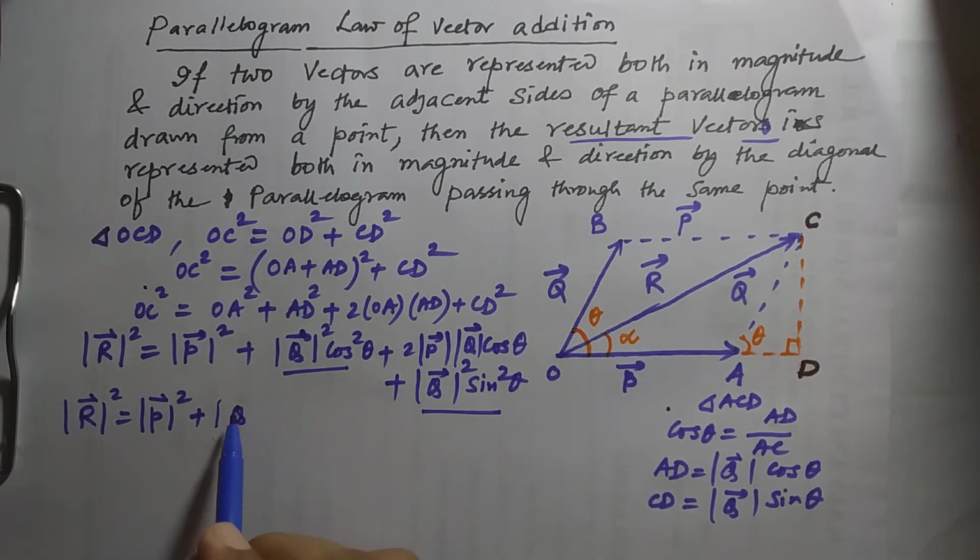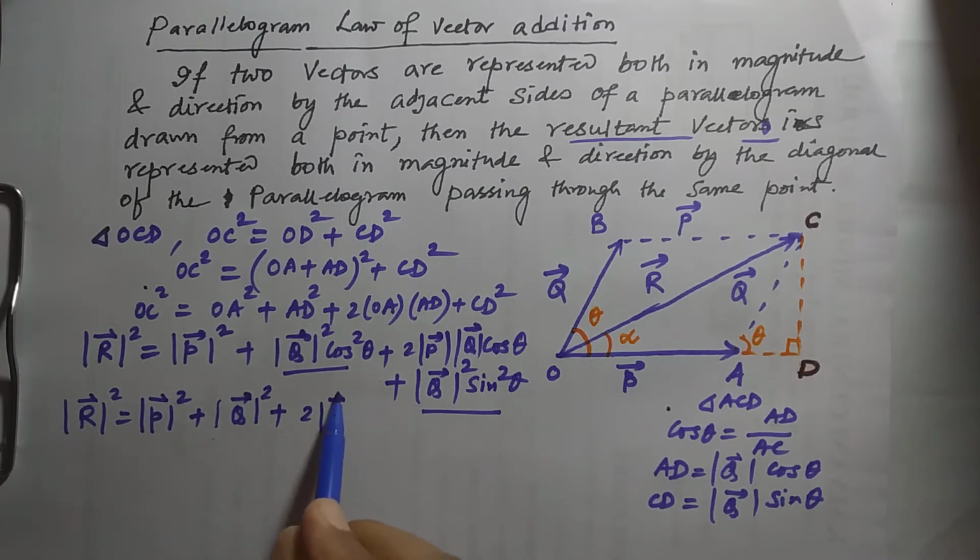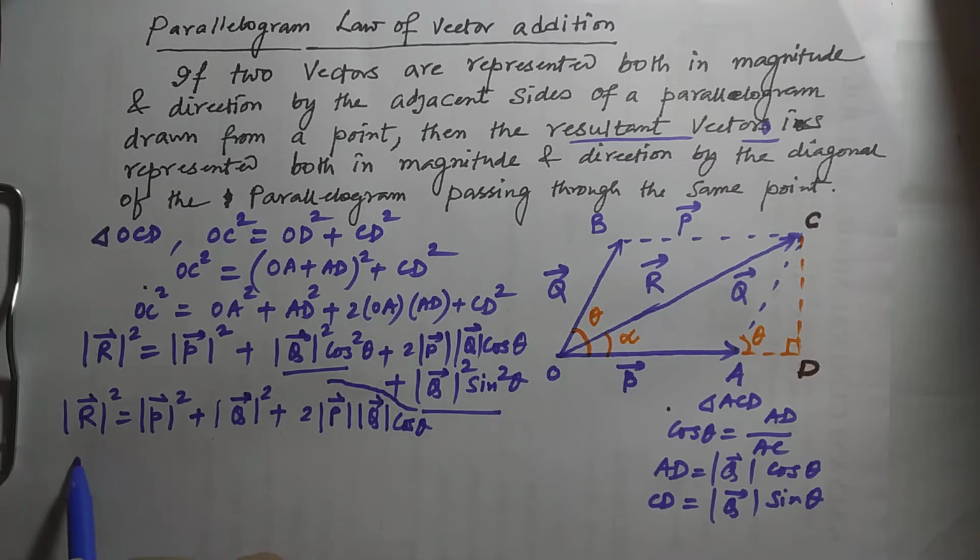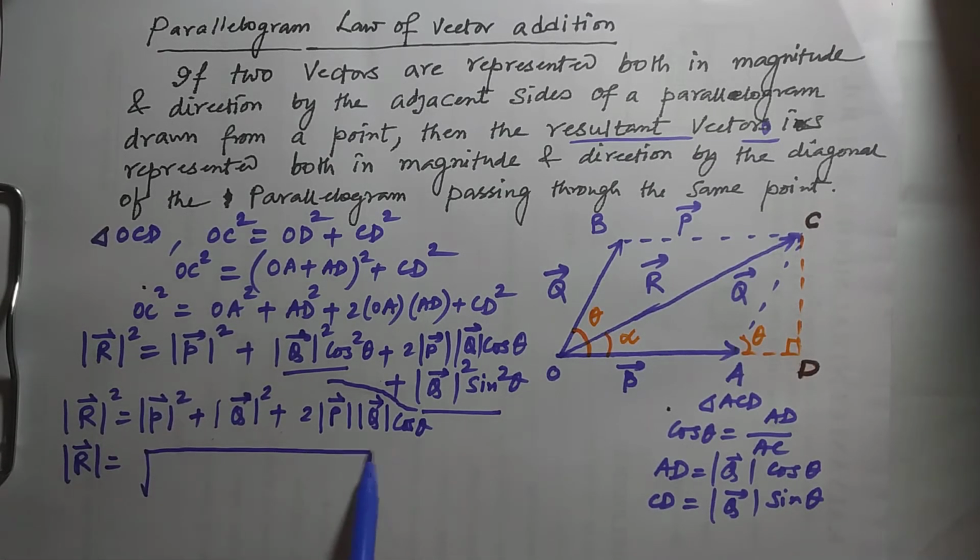So R square is equal to P square plus Q square plus 2PQ cos theta. Okay, so this is separate. So now you can write R is equal to root over P square plus Q square plus 2PQ cos theta. So that is the magnitude.